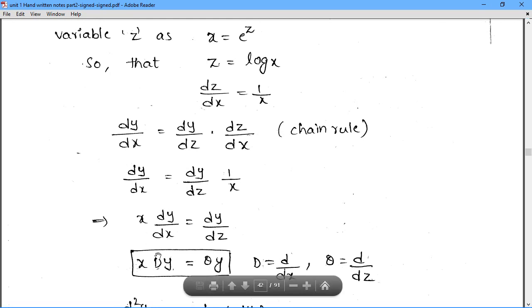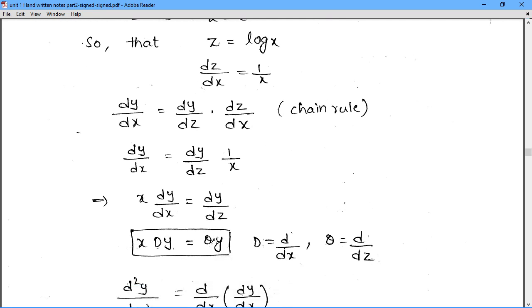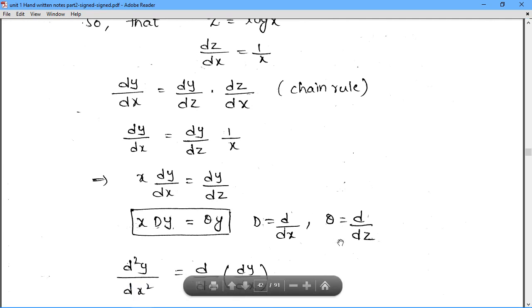But d y by dx can be written as capital D y. And dy by dz, so here we are having a new differential operator, theta. So theta is d by dz. Here we have to remember this value, that is x D y becomes theta y. What is the D here? D is d by dx, and theta will be d by dz.